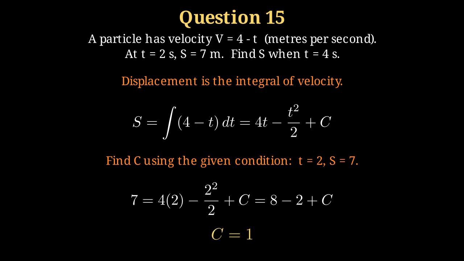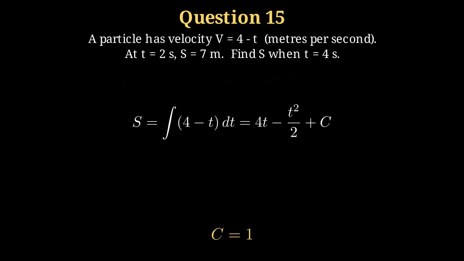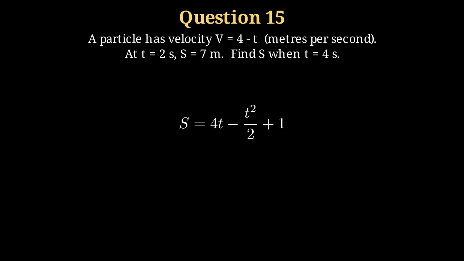8 minus 2 is 6. So 7 equals 6 plus c, which means c is 1. So the complete rule for the distance is s equals 4t minus t squared over 2 plus 1.